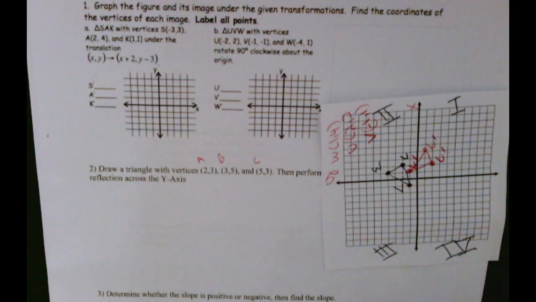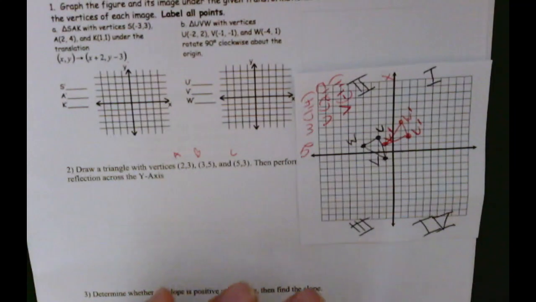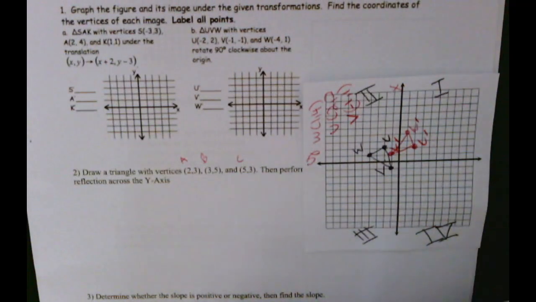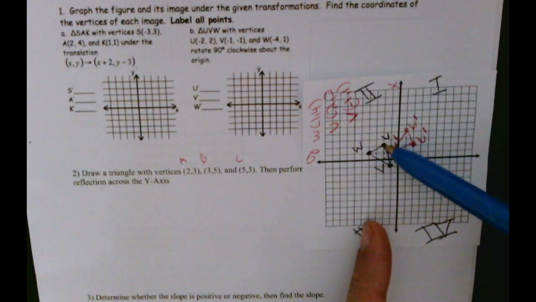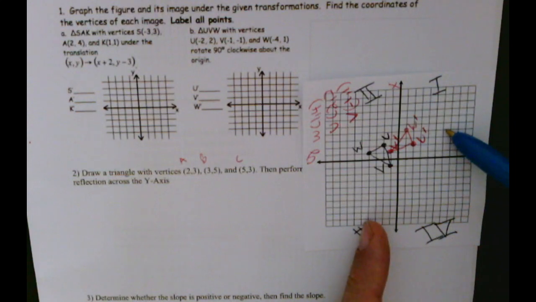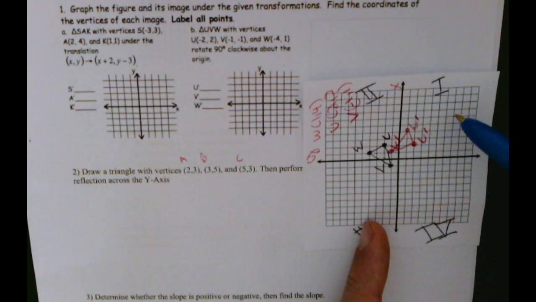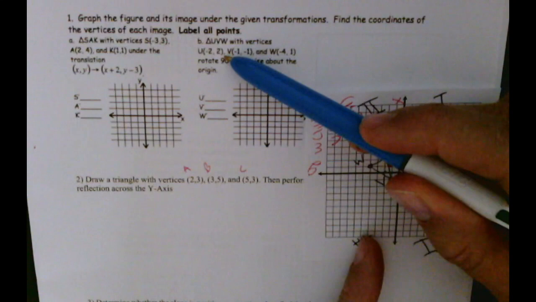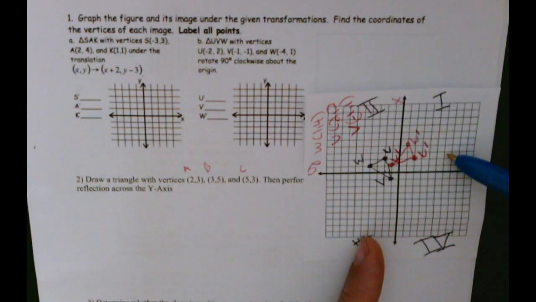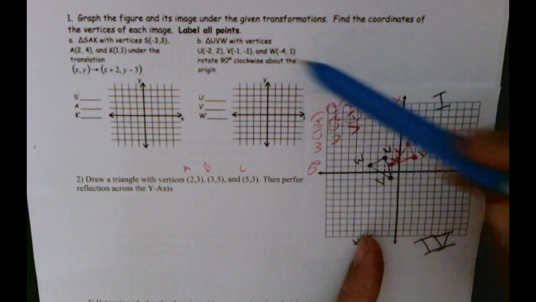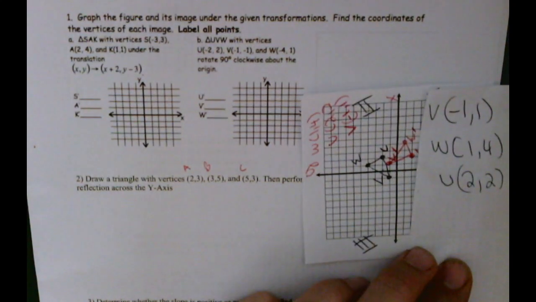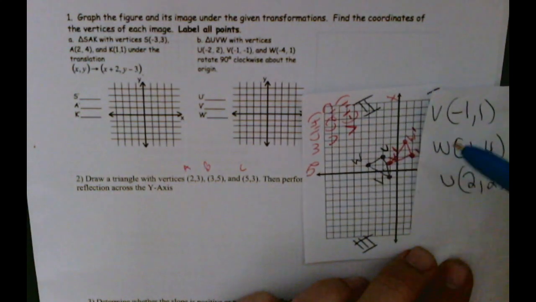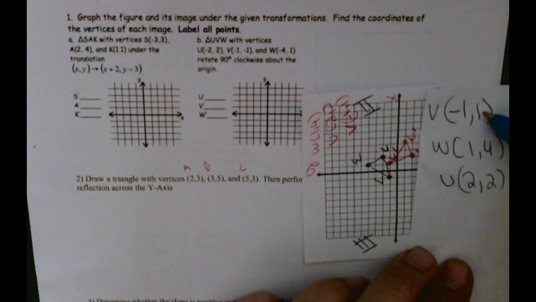If you'd like, you could check your answer if you decided to rotate it by looking at your original points and flipping them and identifying their quadrants. So W and U were in quadrant 1, so all points in quadrant 1 are positive, positive. U is going to be the same, except it'll switch to (2, 2). W will now be (1, 4). And V will be negative, positive in this quadrant, and the numbers will stay the same in absolute value, (1, 1).